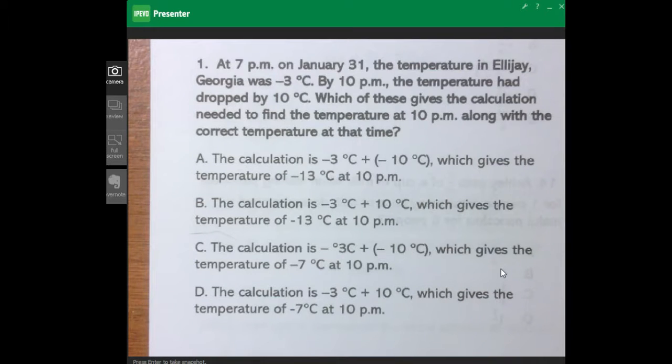Hey guys, I wanted to go over the questions on this study guide with you, along with providing you an answer key so that you can have some verbal explanation as well.